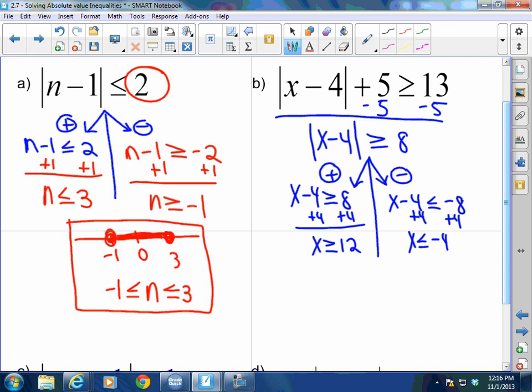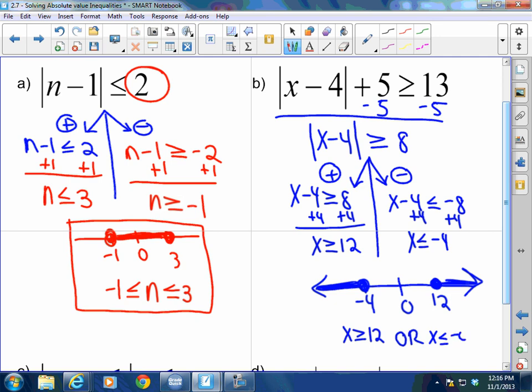So let's graph it. Let's see what kind of an equation, or inequality, we have. I have negative 4 and 12. X is less than or equal to negative 4. Closed circle shaded to the left. And it's also greater than or equal to 12. Closed circle, shade to the right. So that's an or compound inequality, and I can write my ors as separate inequalities. So I could say x is greater than or equal to 12, or x is less than or equal to negative 4. And that, my friends, are my final answers.